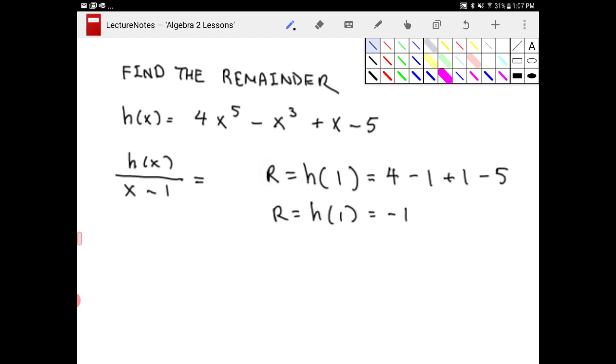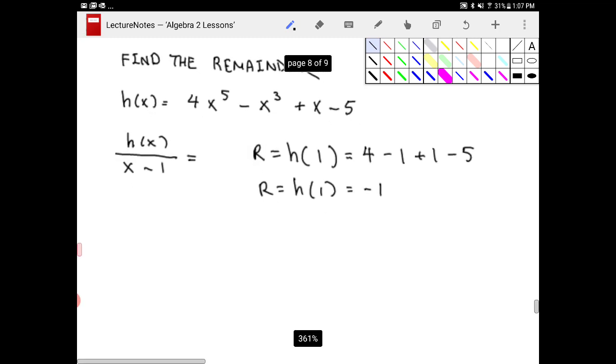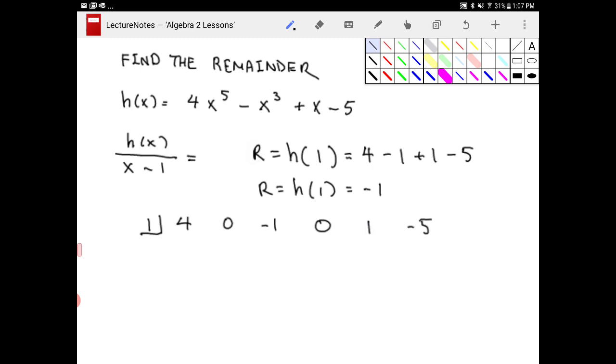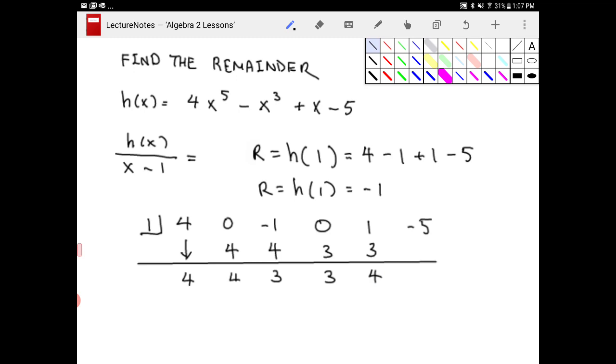And if you're wondering, wait a second, is that even right? You can certainly go through the synthetic division and figure this out. If I take positive 1 and the coefficients 4, 0, negative 1, 0, 1, negative 5, and go through the synthetic division to find the remainder, I get 4. 4 times 1 is 4. 0 and 4 makes 4. 1 times 4 is 4. Negative 1 and 4 makes 3. 1 times 3 is 3. 0 plus 3 is 3. 3 times 1 is 3. 1 plus 3 is 4. 4 times 1 is 4. Negative 5 plus 4 is negative 1. That is indeed our remainder.